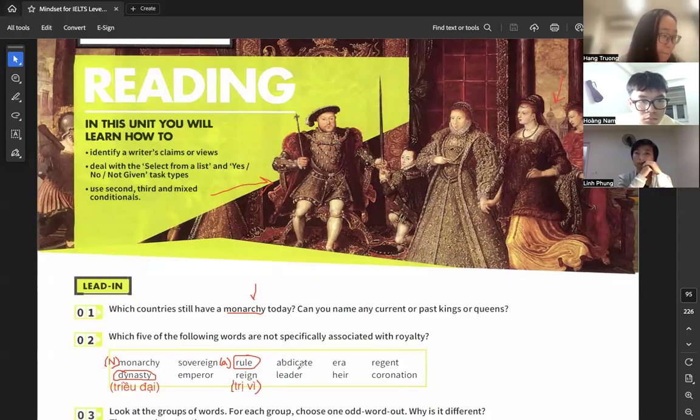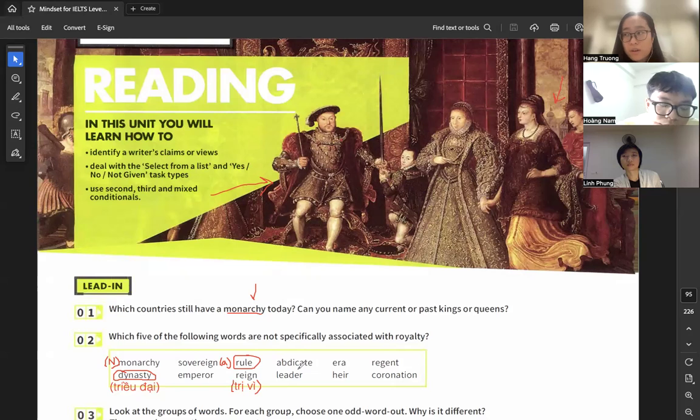Abdicate nghĩa là gì nhỉ? What does it mean, abdicate? Does anybody know? I've seen it before. Abdicate is a verb. Abdicate means to give up the role of a monarch. So it's like a king retiring from his position.